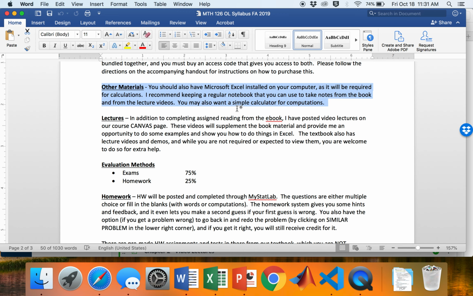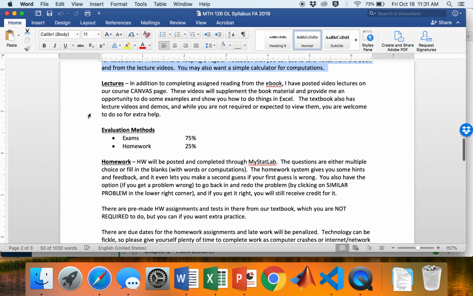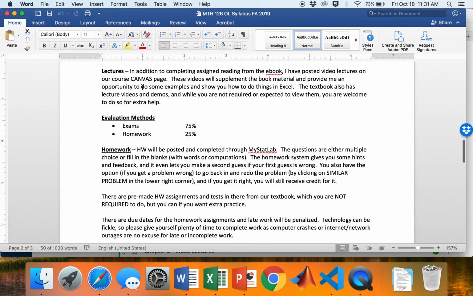And the last thing you may want is some sort of simple calculator. Like a calculator on a cell phone is probably fine. Just to do some simple computations, like taking the square root of a number, you probably want a calculator for that. You don't need anything fancy, so don't worry about purchasing anything. I'm sure you have something already in your possession that can work just fine. So those are the sort of materials that I think you'll want or need.